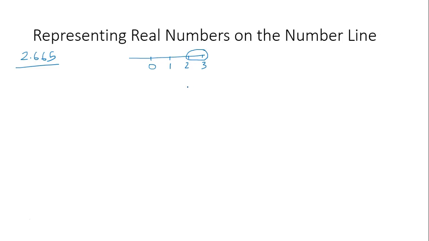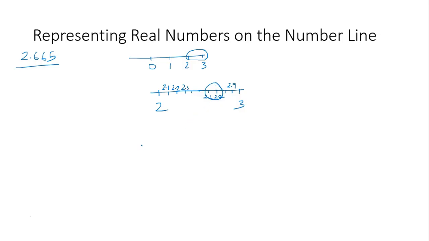Okay. Now let's zoom in a bit on that area. 2 and 3. You can break this area into 10 equal divisions. Let's try doing that. This will be 2.1, 2.2, 2.3 and so on up to 2.9. And you know that 2.665 is going to be between 2.6, which is here, and 2.7. So you know that 2.665 is going to be this area here between 2.6 and 2.7.